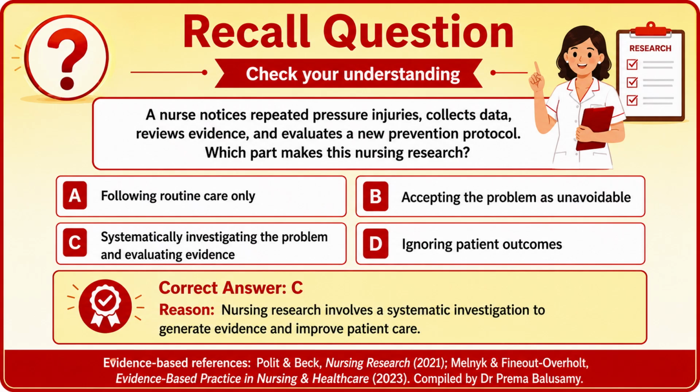Now, let us check our understanding with a short question. A nurse notices repeated pressure injuries, collects the data, reviews evidence, and evaluates a new prevention protocol. Which part makes this nursing research? Is it following routine care only? Is it accepting the problem as unavoidable? Is it ignoring patient outcomes? The correct option is C. You are right. It is systematically investigating the problem and evaluating the evidence. Hope you understood the meaning of research.